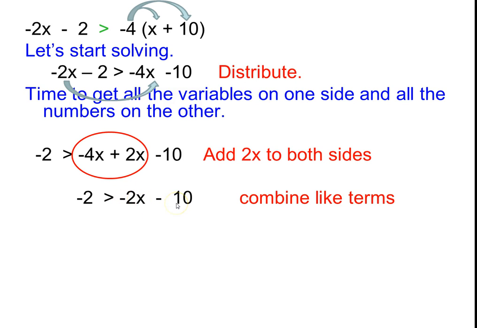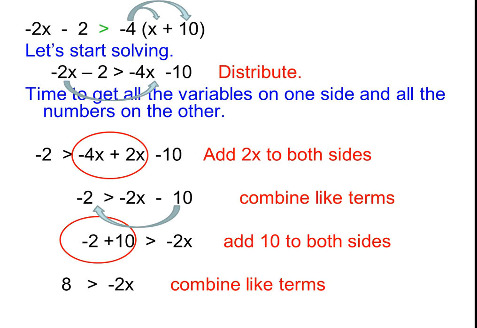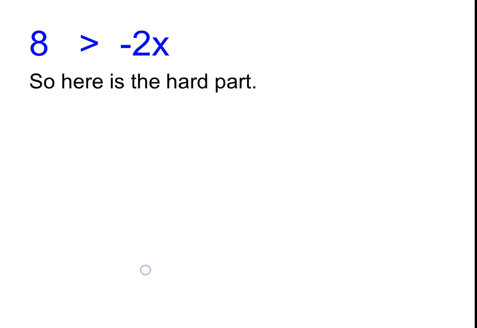Well, I still don't have all my x's on one side, all my numbers on the other. I think the next thing I need to move is 10. If I take that negative 10 and shove it to the other side, it'll be a positive 10. And I noticed I need to add some stuff together. And so now I have 8 greater than negative 2x. I have all my x's on one side, I have all my constants on the other. Now, up until now, we haven't done anything different at all, have we? This is the same old solving that we've always done.